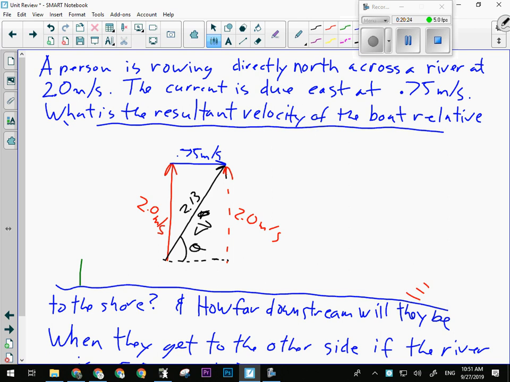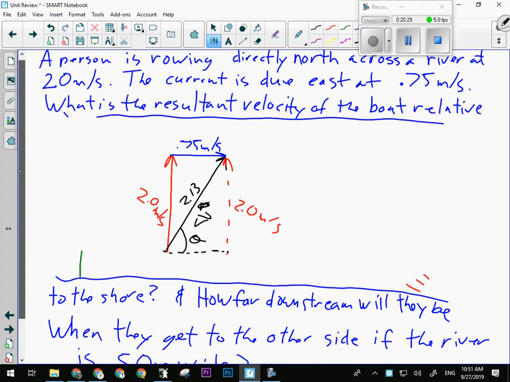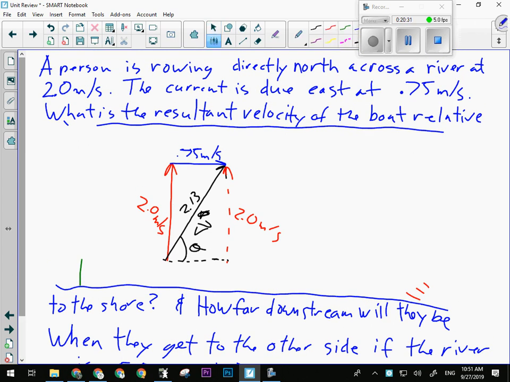All right, so I don't think I wrote it. The river is 50 meters wide. And if I know the river is 50 meters wide, can I figure out how long it takes to get across?